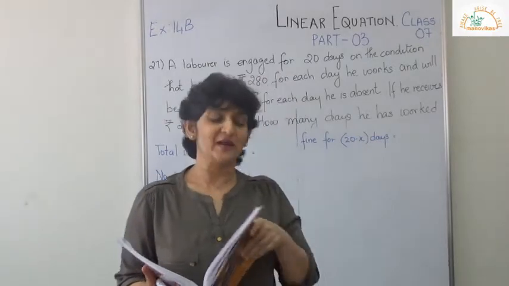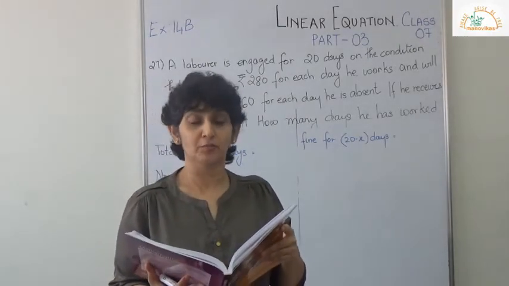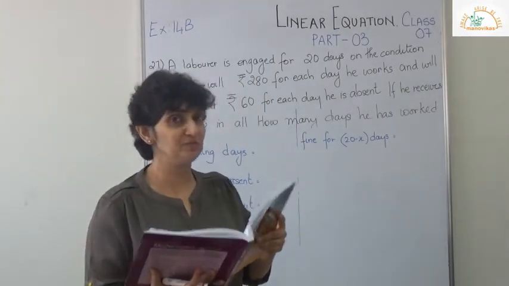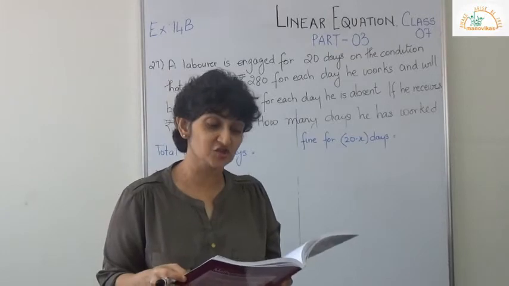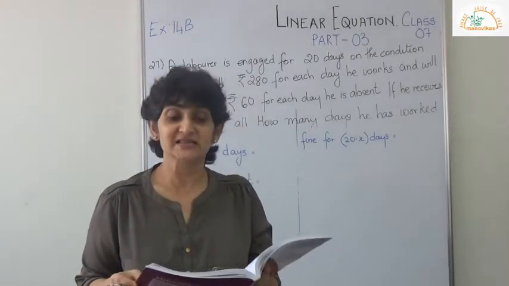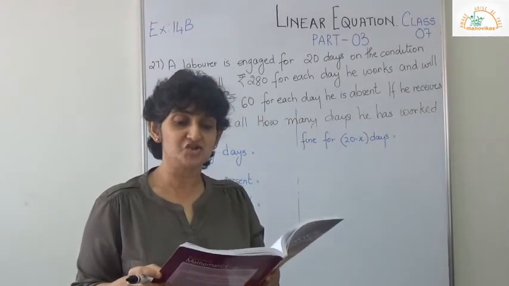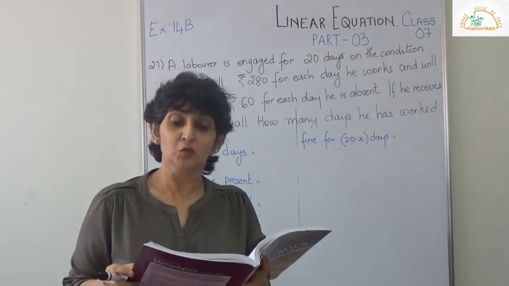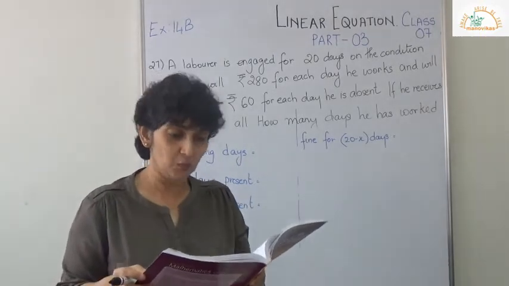Now let's do the 27th sum. This is going to be the last word problem of exercise 14B. I hope you have your textbooks with you. Let's read the question. A laborer is engaged for 20 days on the condition that he will receive rupees 280 for each day he works.